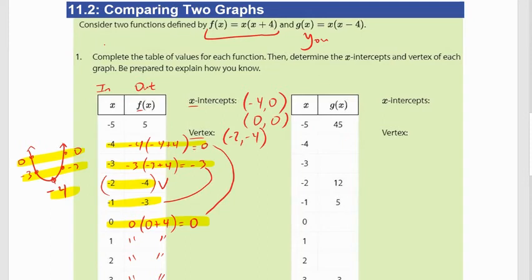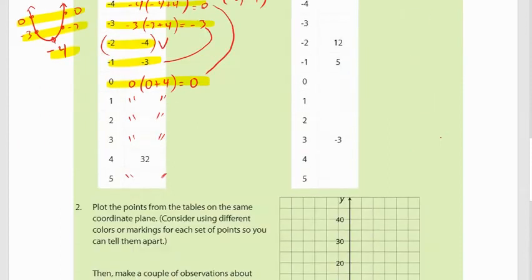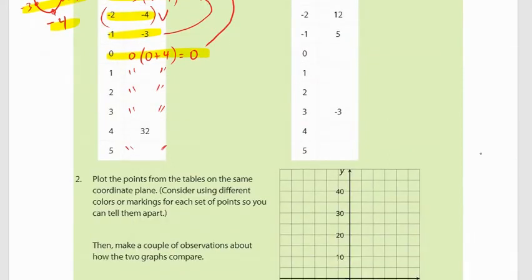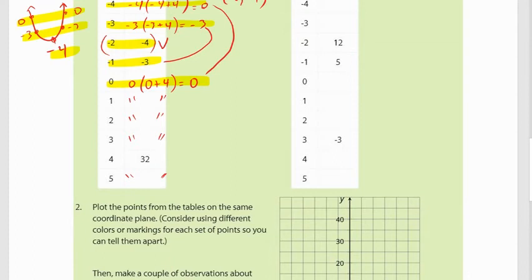So let me go ahead and show you what that looks like on the graph. If you go down below, there's this little part here. So we did have, I'm looking up at the table up there, -5 comma 5, which is right there. -4 comma 0, which is right here. -3 comma -3. It's kind of right here.